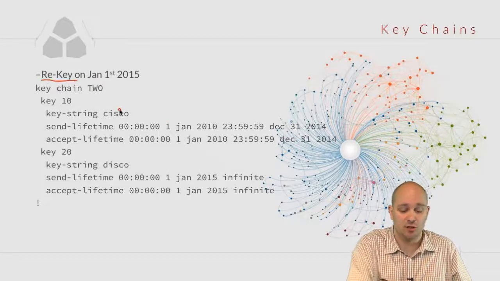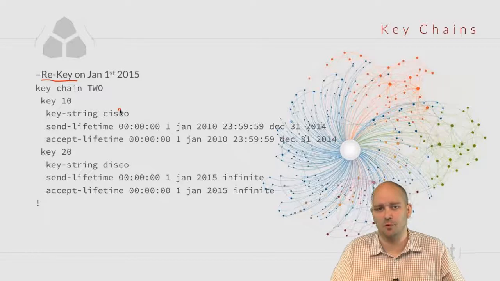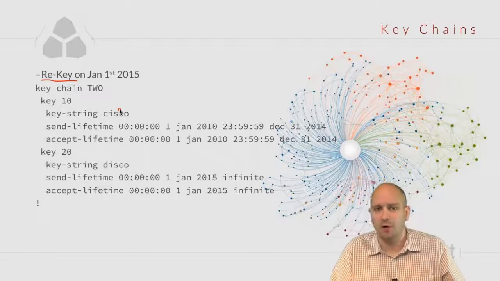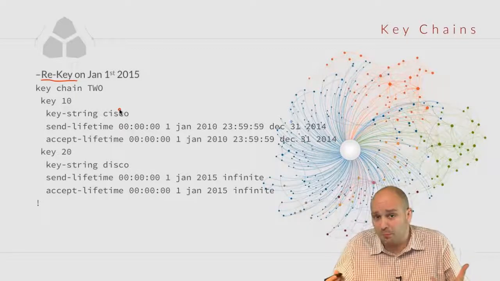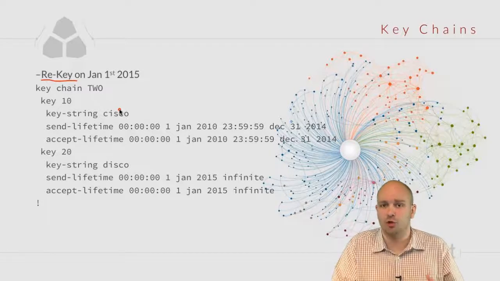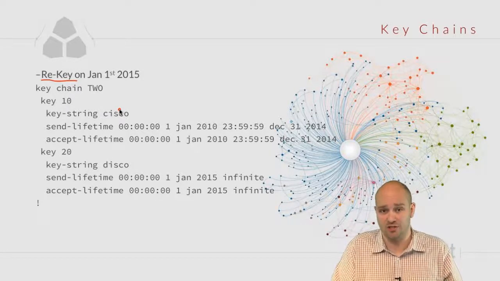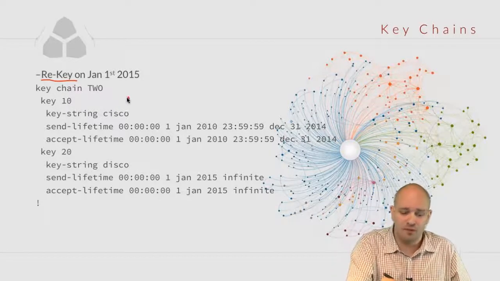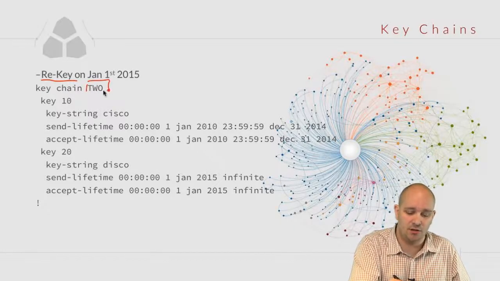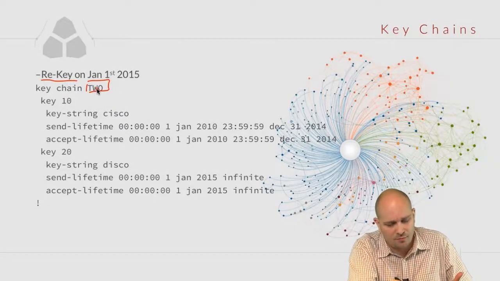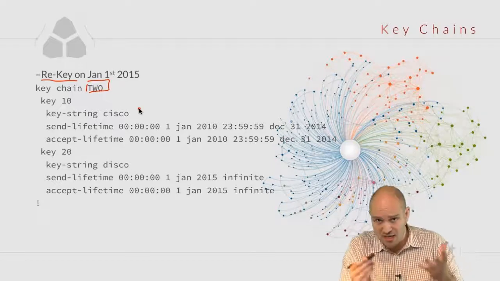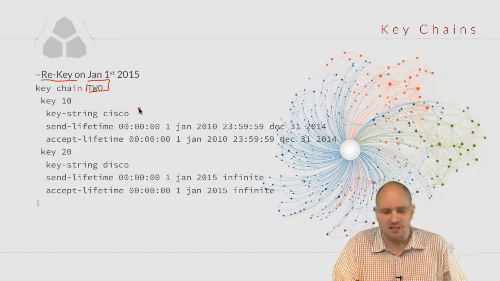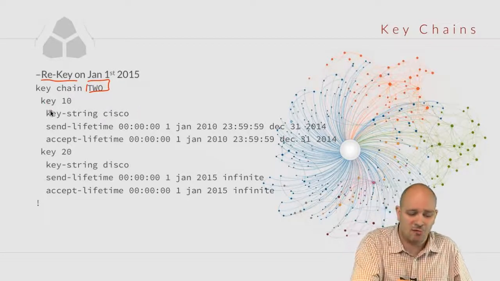In this next slightly more elaborate example, I'm defining a keychain that is automatically going to be rekeyed, or we want to change the password automatically that we are using on a particular day or at a particular time. But in this case, it's just going to be midnight of January 1st, 2015. So what I'm defining here is the keychain under the name 2. Remember, this 2 here can be any name. I just called it 2 because it's my second example of a timed key.